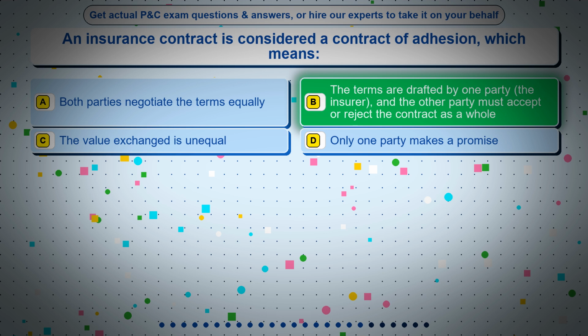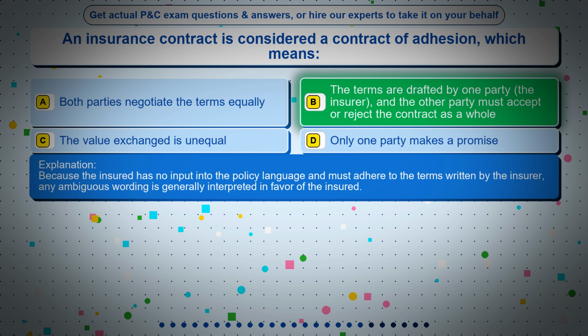The terms are drafted by one party, the insurer, and the other party must accept or reject the contract as a whole. Because the insured has no input into the policy language and must adhere to the terms written by the insurer, any ambiguous wording is generally interpreted in favor of the insured.